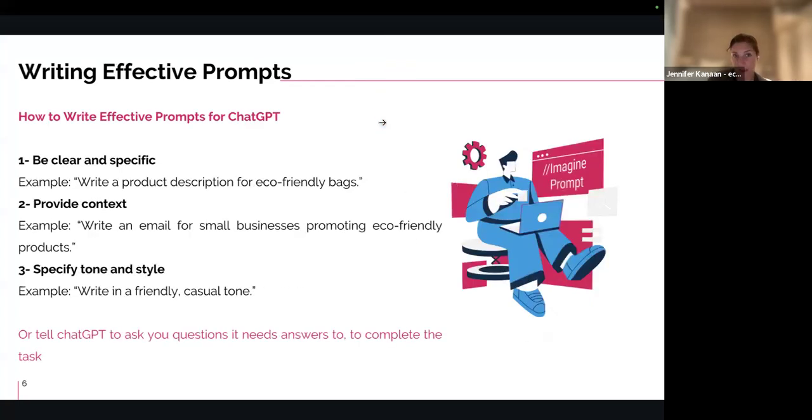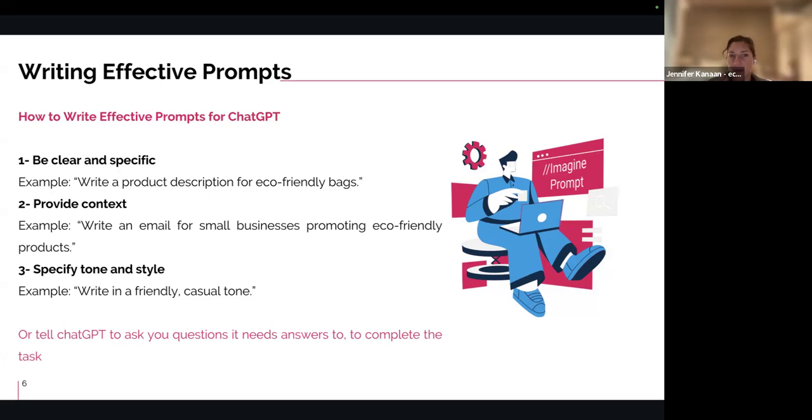So how to write effective prompts for ChatGPT? First thing is be clear and specific. So when you say write a product description for eco-friendly bags, this is clear, it is specific, but it's not 100% complete, because whether you're asking for this product description to use on an e-commerce website, or as a social media caption, or on your social stores, this is a little bit different. Also here, we don't have a lot of the context.